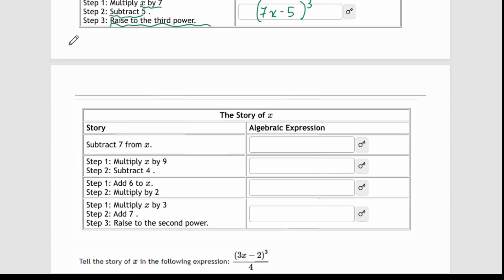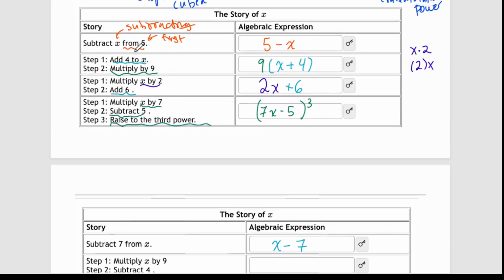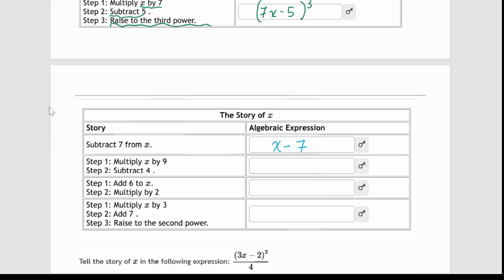Go ahead and pause your video and see if you can do these next 2 examples yourself before I go through them. To subtract 7 from x, that would be x minus 7. So that is a little bit backwards from before, because before was subtract x from 5, so the 5 went first. This is subtract 7 from x, so the x goes first.